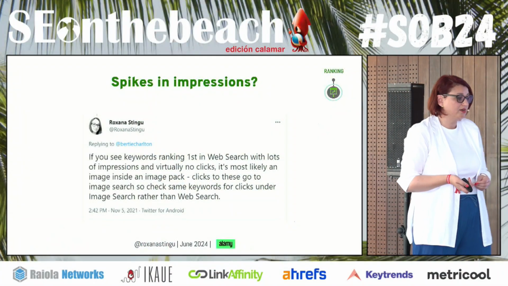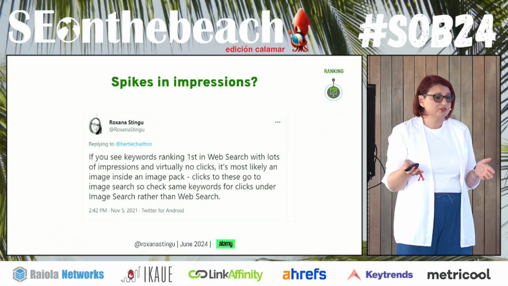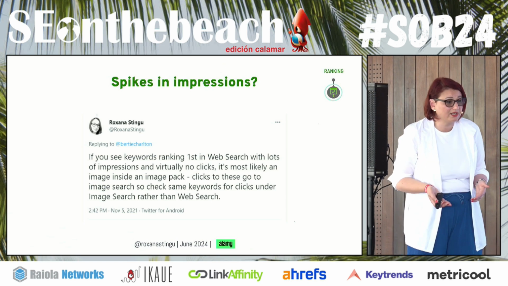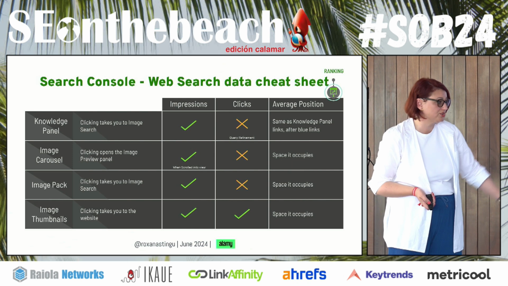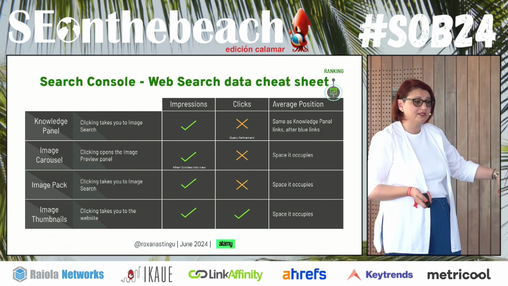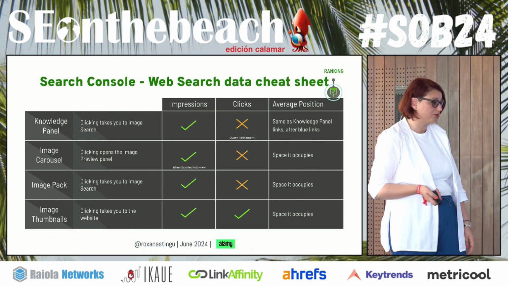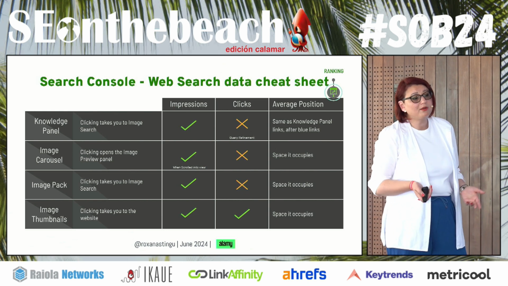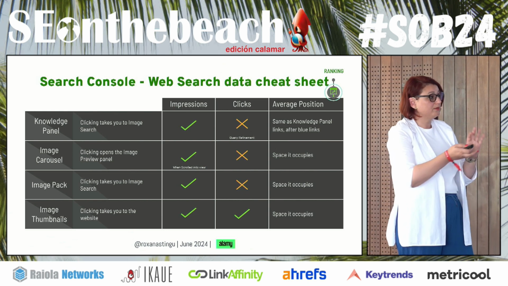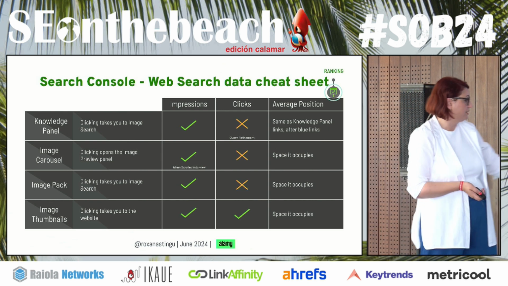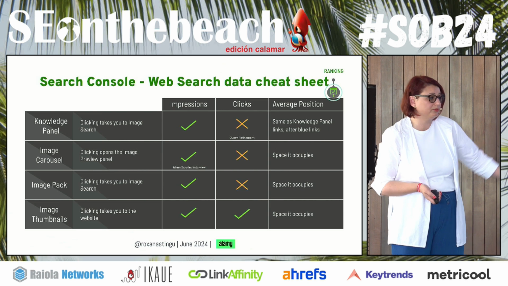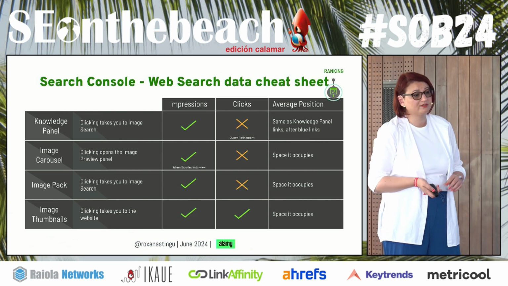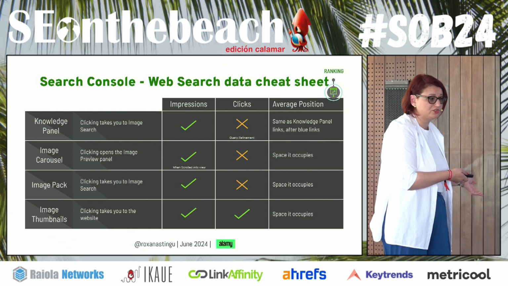If you're in Search Console, because I mentioned it, and you see a lot of impressions for one of your search terms in web search but no clicks, it might be because you're actually ranking with an image feature in web search. So you might have a knowledge panel, an image carousel, you might be in an image pack, or just have a thumbnail. The problem is you get the impression of where the image shows up. So an image carousel could be ranking first for you and for your image, so you get a lot of impressions, but you get no clicks because clicking on that image takes people to image search instead.